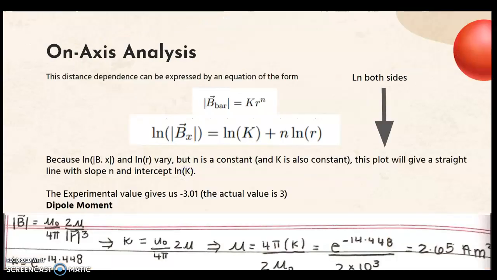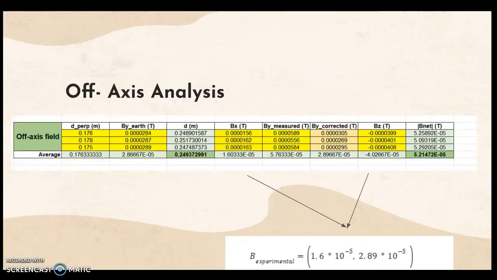From this, we can see that the slope, negative 3.01, is very close to the expected value of 3. From this, we find the dipole moment to be 2.65 A m cubed. For the off-axis analysis, we can extract the experimental values of B net, which gives us 1.6 times 10 to the negative 5 and 2.89 times 10 to the negative 5 teslas.